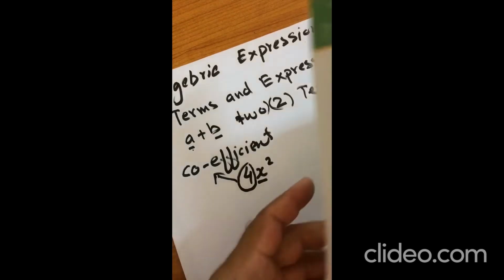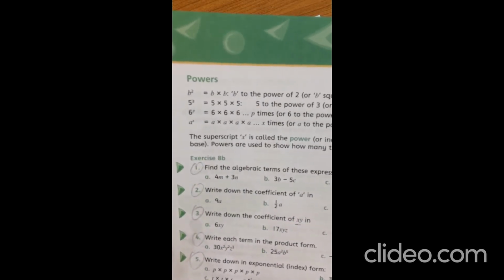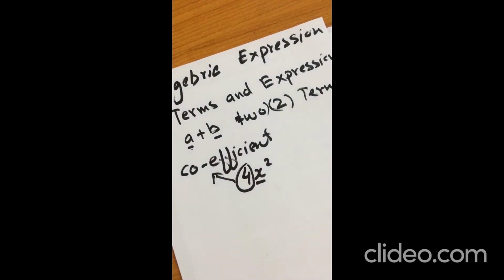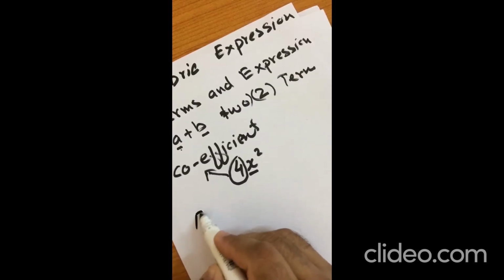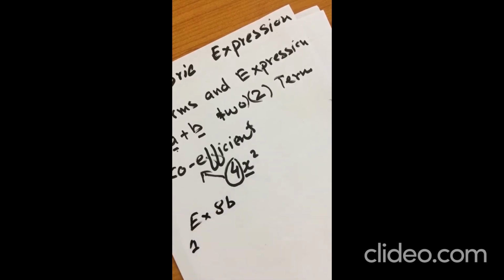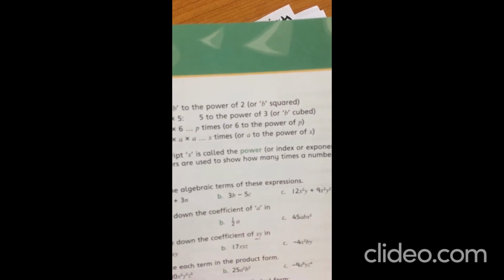You can find this exercise, exercise 8b, on page 92 of your book. There are 5 questions. I'll solve a few questions from the exercise. Okay, let's have one question. Exercise 8b, question 1. If you read the question, it is written: find the algebraic terms of these expressions.